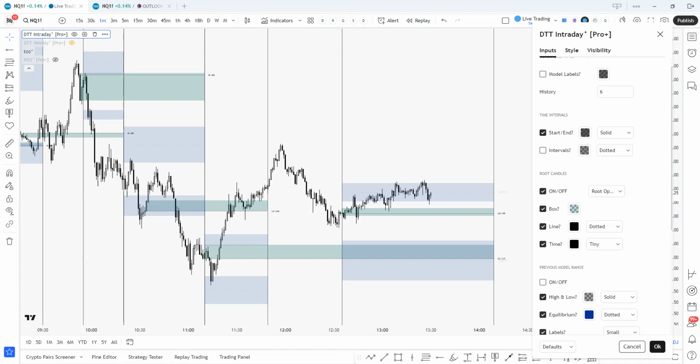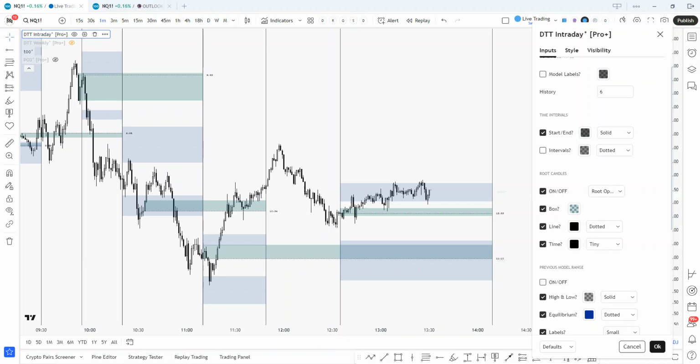So to quickly summarize, they essentially track time-based liquidity shifts. They're static markers, so they don't change. It's the same times every day. And we're just aligning with institutional order flow. So we're tracking when price is likely to move and not just where, right? But essentially when and where.